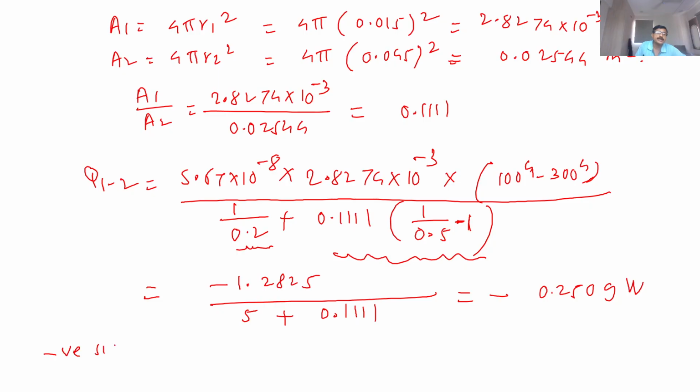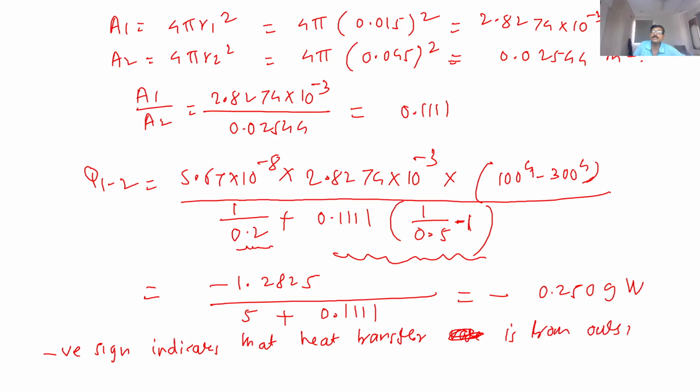Again, negative sign indicates that. Tell me, students, negative sign indicates that heat transfer rate is... because the formula is derived on the basis of 1 to 2. 1 is inner and 2 is outer. So we are assuming heat transfer is radially outward, but the answer is negative. Answer is negative means our assumption is not correct. So negative sign indicates that heat transfer is from outside sphere. This case is sphere, no? So outside sphere to inner sphere.